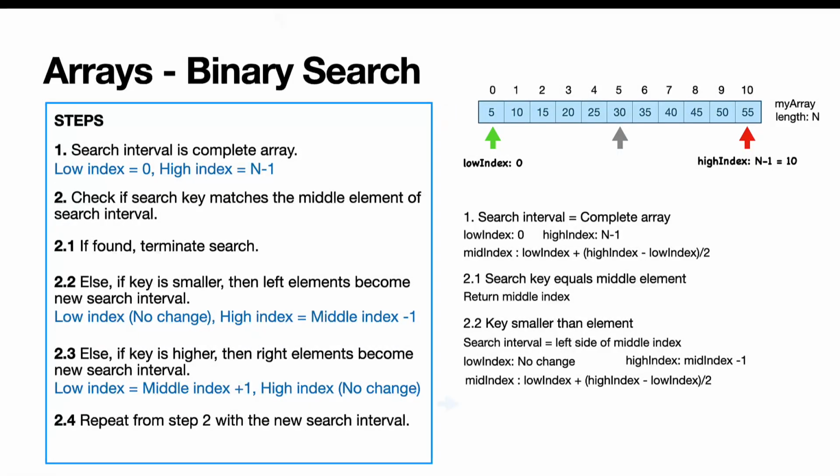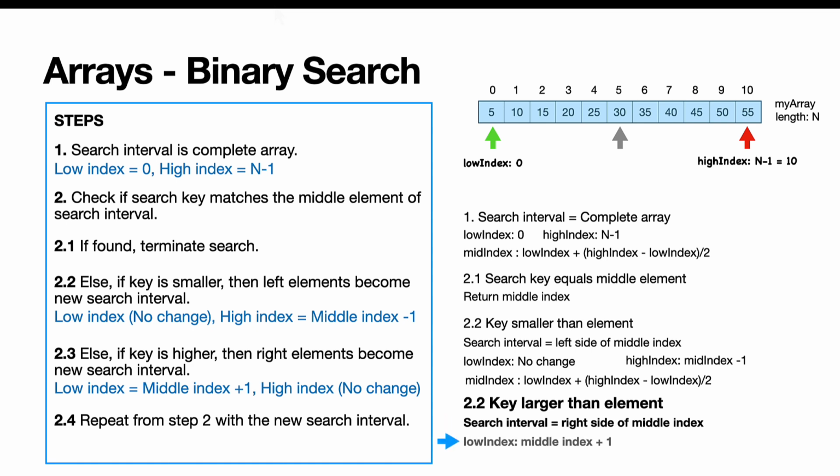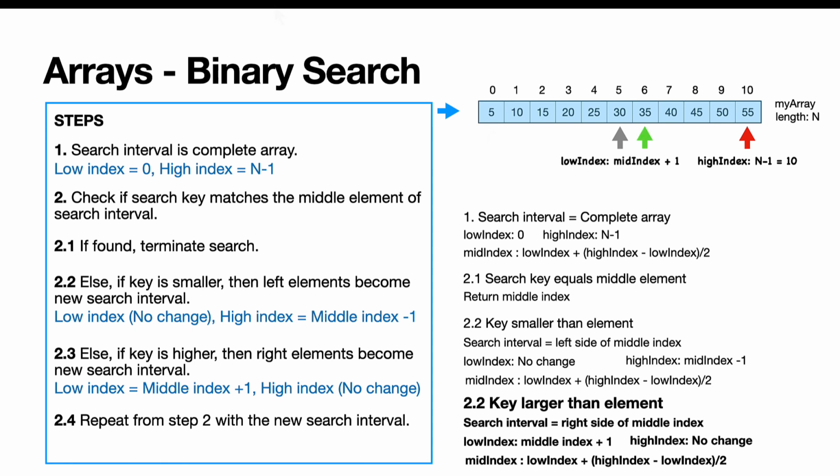Let's now consider the third outcome, which is the search key is larger than the middle element. In this case, the right side of the middle index becomes our new search interval. The low index now becomes middle index plus 1. We will not change the high index. We will calculate the new middle index using the same equation. Going back to the array, high index remains index 10. Low index is now one index right of the middle index, which is index 6. Our search range is now from index 6 to index 10, and the middle index based on our calculation will be 8.